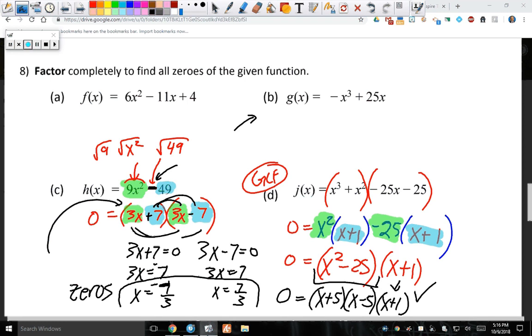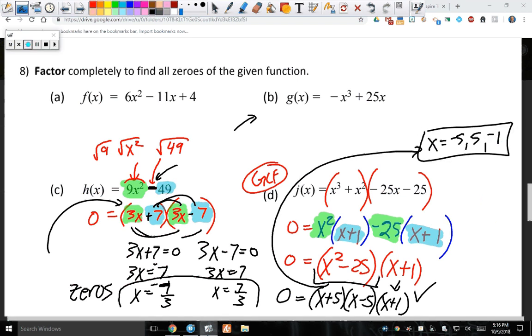Now you just got to set each of these equal to 0. Okay? Or just remember that this is the opposite. x is equal to negative 5 for the first one, positive 5 for the second one, and negative 1 for the last one. So your zeros would be there, the factor form would be there, and that is the completion of all the pieces of number 8.